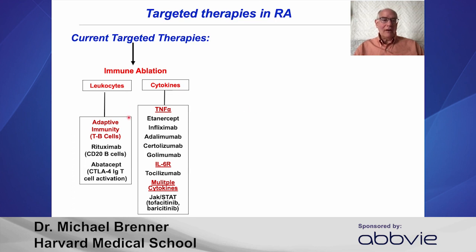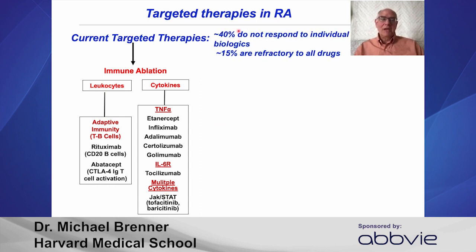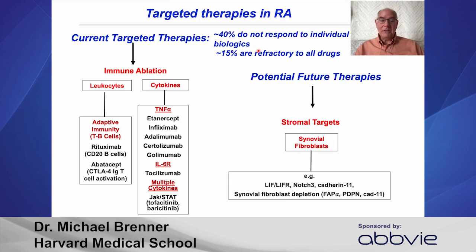And so our current therapies target either the leukocytes in RA, rituximab and abatacept, which block T and B cells, or the cytokines, or JAKs, which are largely cytokine receptors. But as we know, about 40% of patients don't respond to any particular biologic, and even many of them who were responding are not in remission, they're just getting ACR 20, ACR 50 scores. And then there's roughly 10 to 15% of patients who are refractory to all therapies so far.